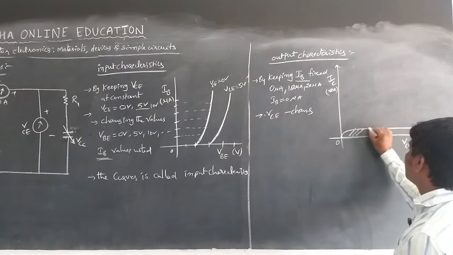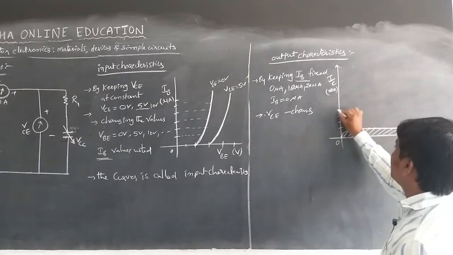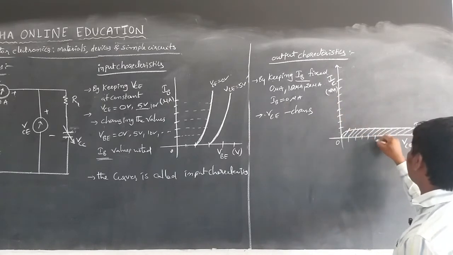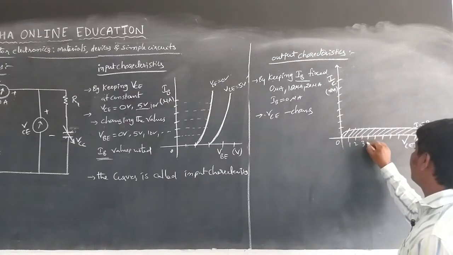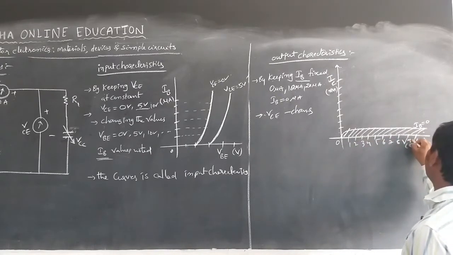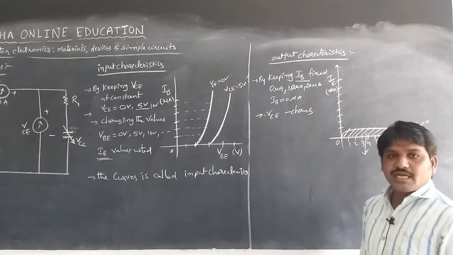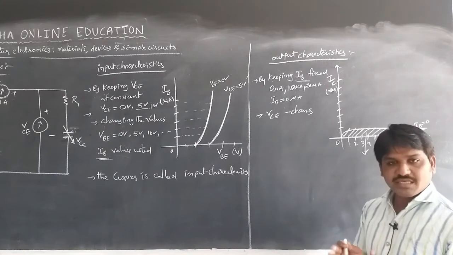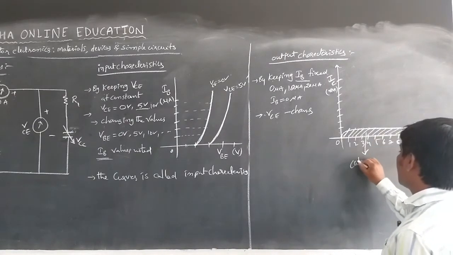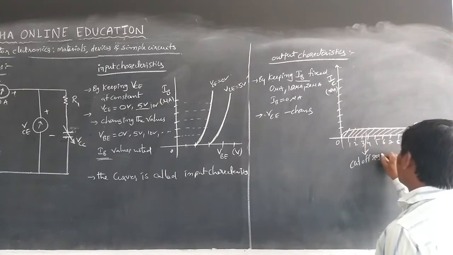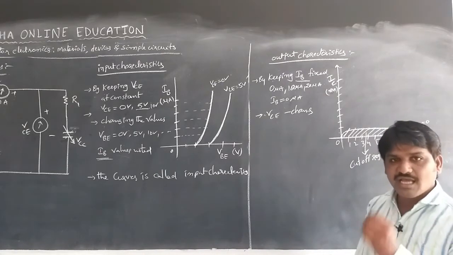This collector current region, where the values are changing, goes on like this, either 1, 2, 3, 4, 5, 6, 7, 8, 9, 10. Here, when the collector current is 0 in the circuit, that region is called the cutoff region.